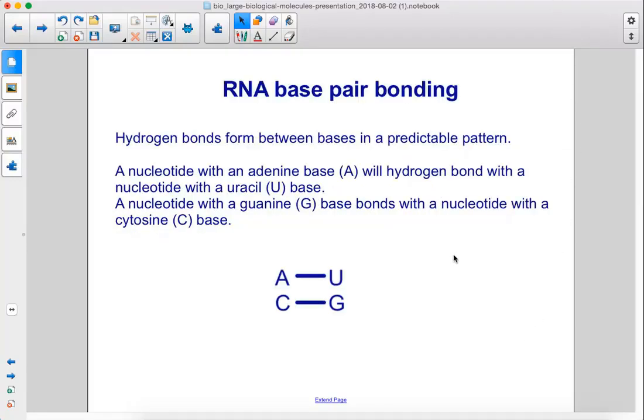Hydrogen bonds form between bases in a predictable pattern. A nucleotide with an adenine base, A, will hydrogen bond with a nucleotide with a uracil base, U, A and U. A nucleotide with a guanine base, G, bonds with a nucleotide with a cytosine base, C, C and G.